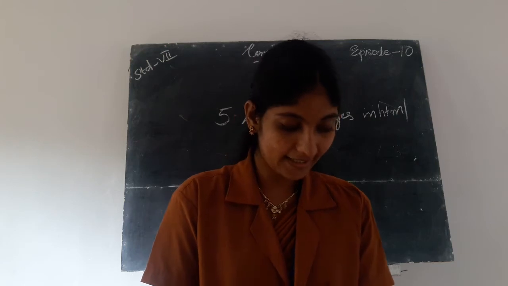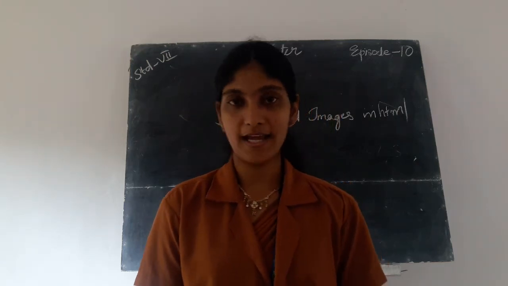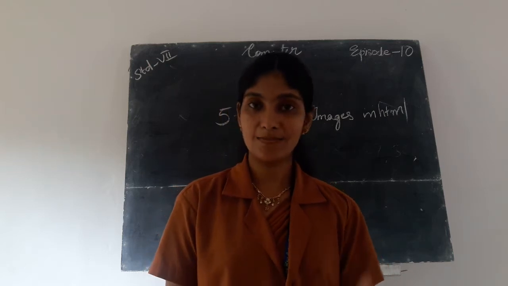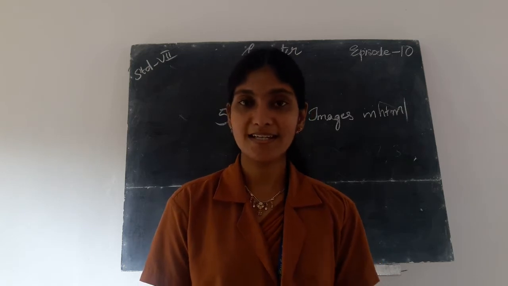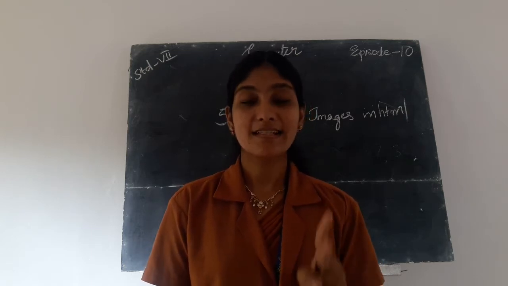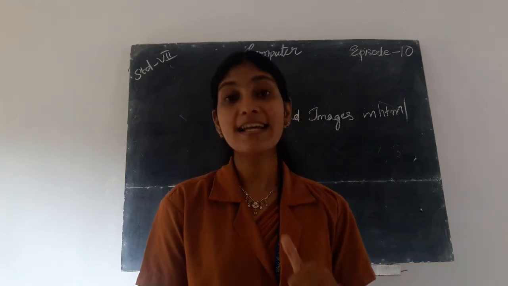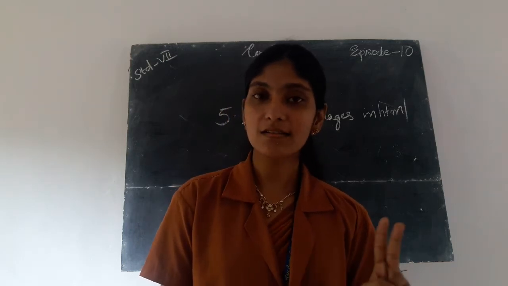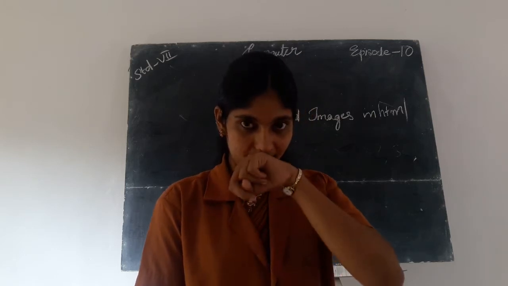Okay. Then mainly how many types of tag? Two types of tag. What are they? Empty tag and container tag. Empty tag is also known as standalone tag. What is its peculiarity? It does not have an end tag. Then the second one is container tag. Container tag means it contains both a beginning or open tag and an ending tag.